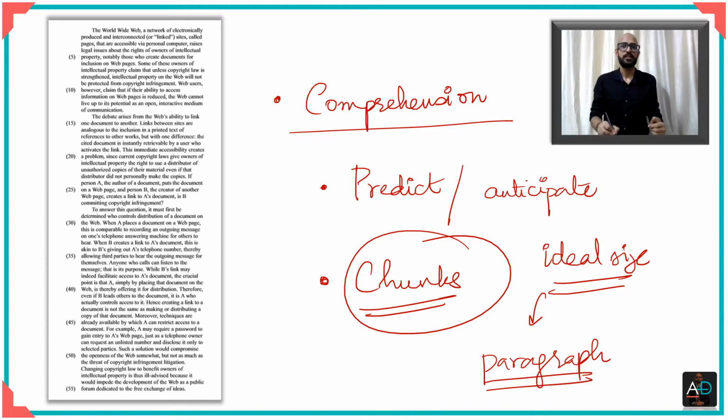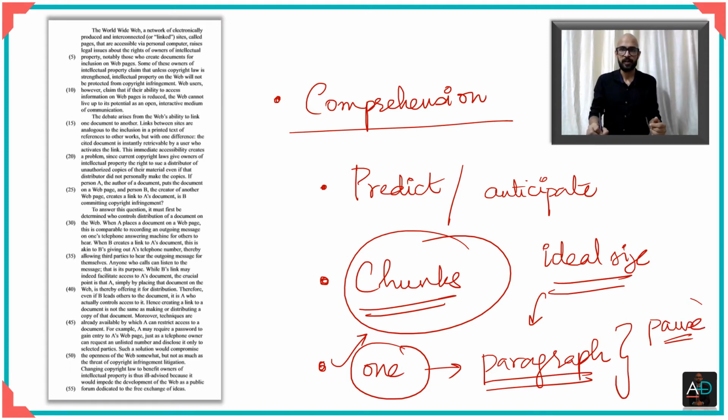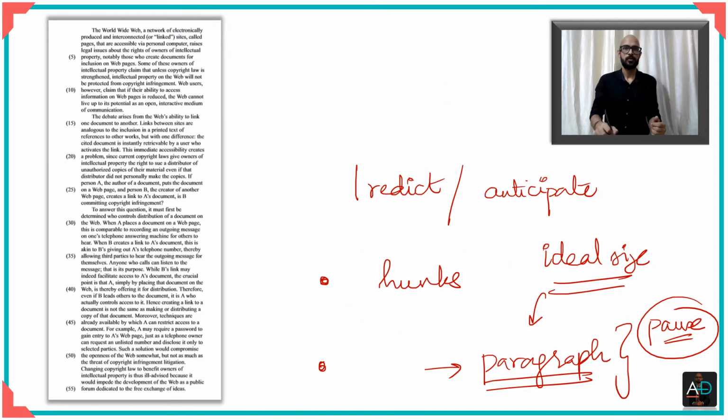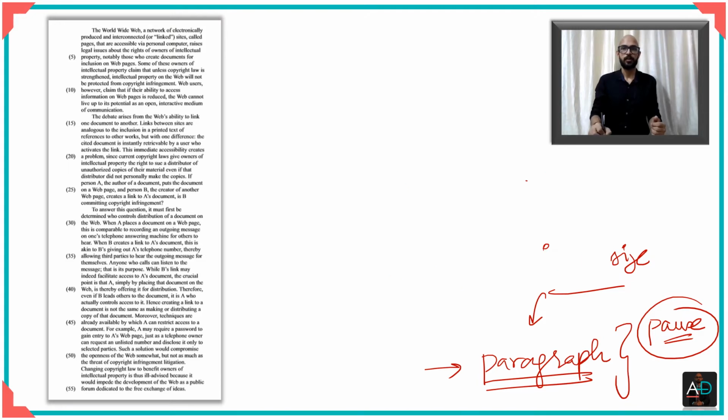Now what do you do with these chunks? It means you read one chunk at a time. So you read one paragraph at a time, and once you're done with reading that paragraph, you pause for a moment to see how much you have been able to understand. Okay, so now let's have a look at our passage and the structure of our passage. Make sure you keep these points in mind whenever you read a passage, including this one.